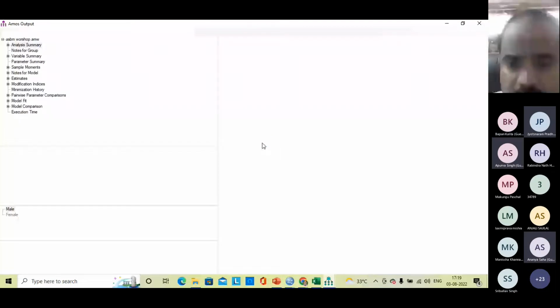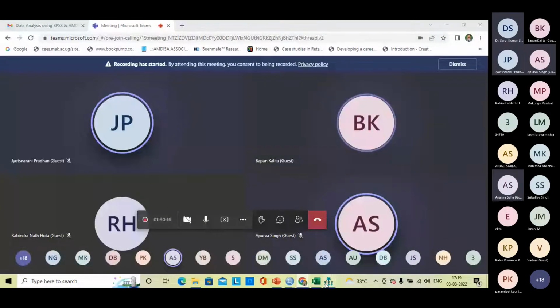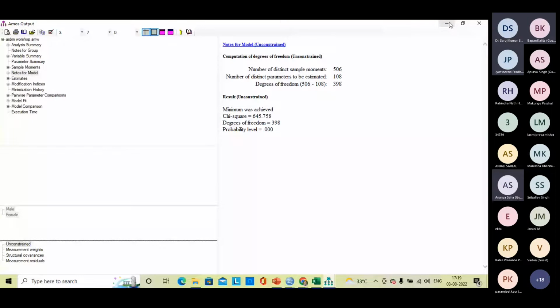I hope my photo is creating a problem, so let me switch that off so that my voice will be clearly audible to you. Okay. Look, go to the text output.